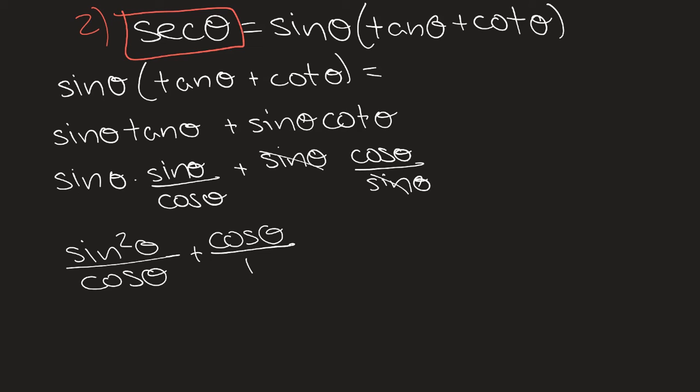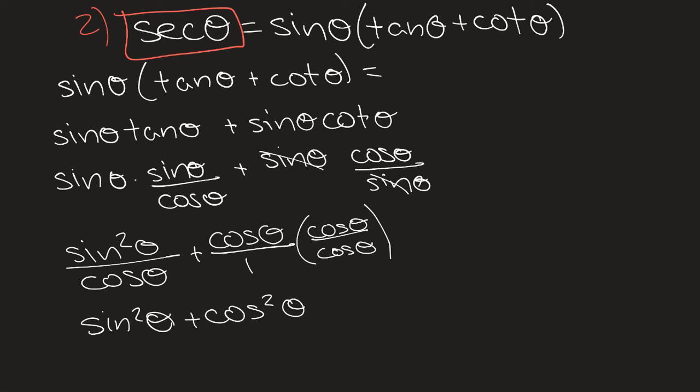So I need to figure out how to add them together. Well, that means I need to multiply the top and the bottom of this by cosine over cosine, because cosine is going to be my common denominator. So I have sine squared theta plus cosine squared theta now, all over cosine theta. I just combined them together because I knew I was getting that common denominator.